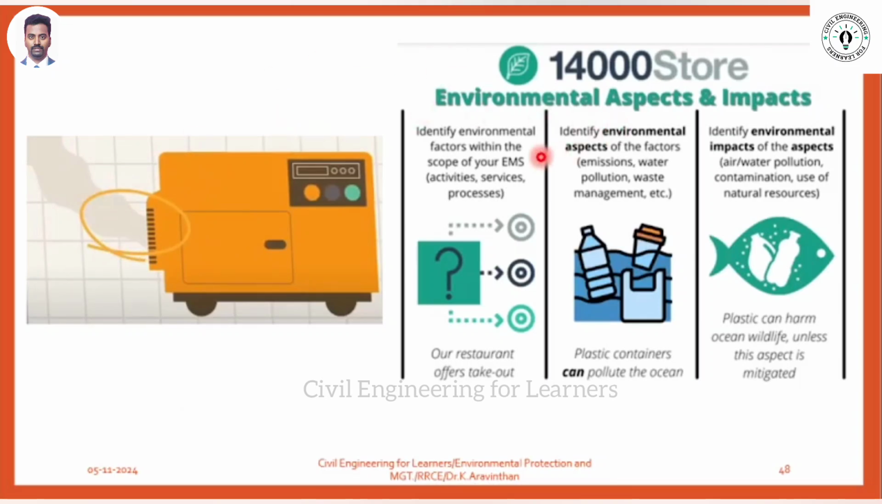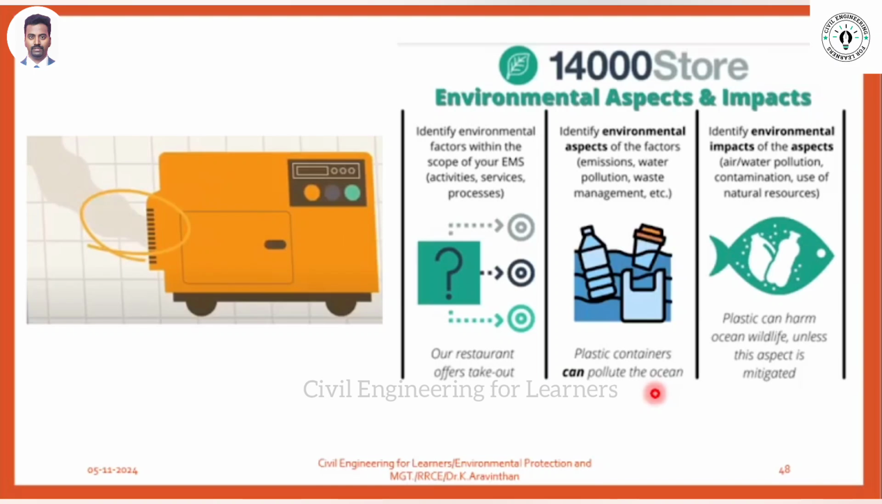Again, ISO 14000 gives an aspect and impact example. Can you see here, an organization has to give a product to the consumer. If they are selecting a restaurant that offers takeout, what do we mean by takeout? You will not be having your breakfast or lunch there, you will take it to your place. That is called takeout. When you are taking out, you need parcels. The parcels, if you are using plastic containers, can pollute the ocean. This is called an aspect.